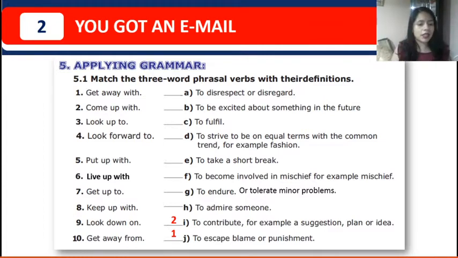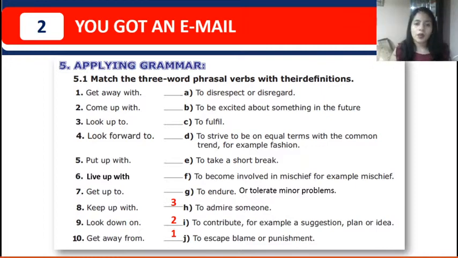Example. Listen to my example. I always look up to my mother. She's an excellent woman. She's my example. Okay? She's my example to follow. One more time. Yes, Camila. To admire someone, right? I look up to my mother. Yes, she's my example to follow. Yes, good. What about number 4, guys?